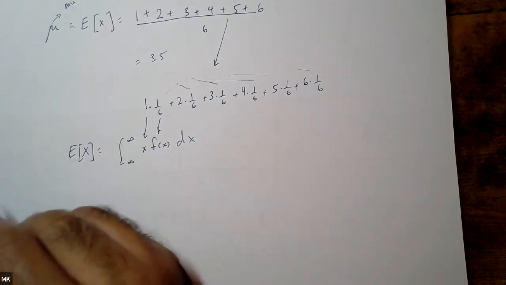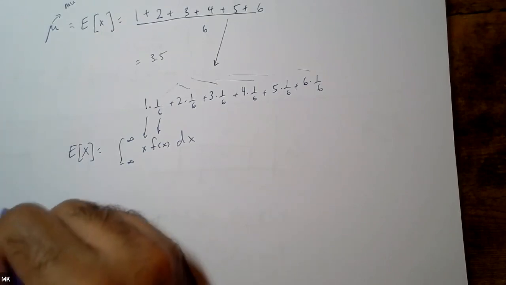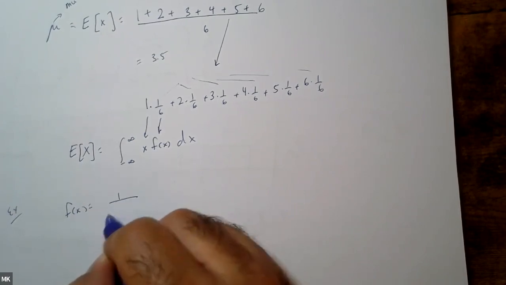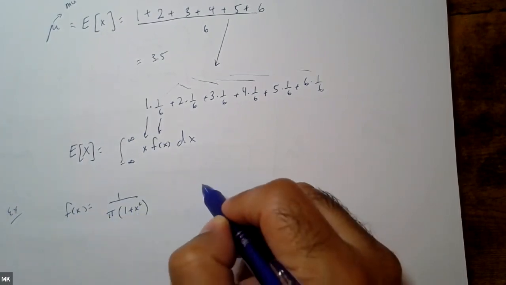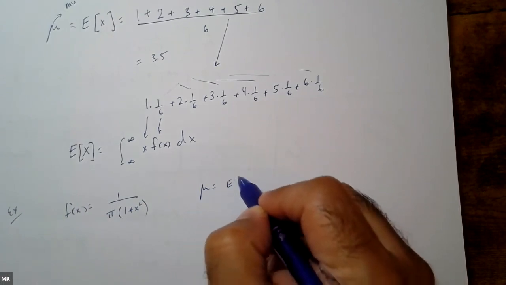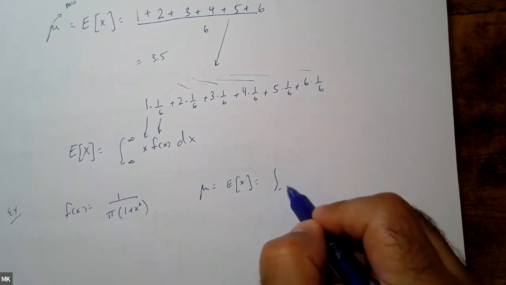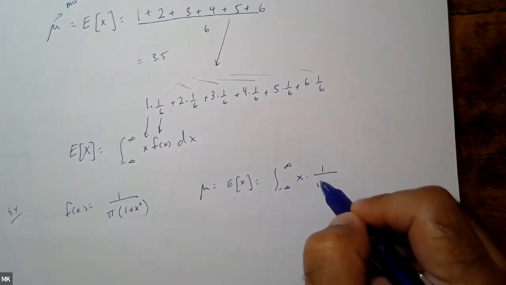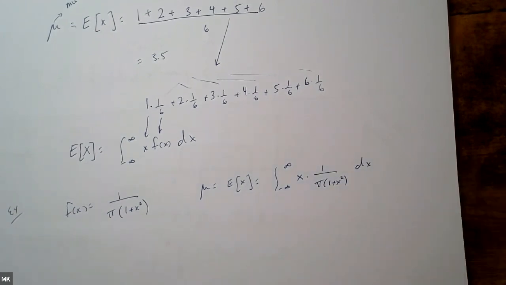So in the last example, which wasn't a part of the problem, if somebody says, okay, consider again f of x equal to 1 over pi times (1 plus x squared), and asks what is your average? I say, well, that's the integral from negative infinity to infinity of x times 1 over pi (1 plus x squared) dx.